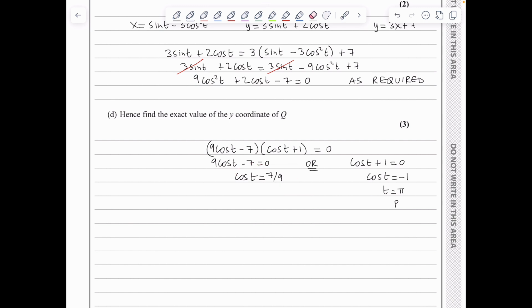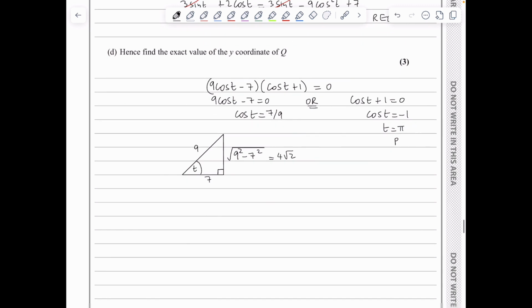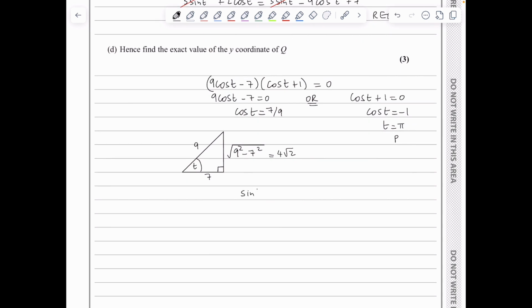And instead of proceeding in finding the value of t, I will simply draw a right angle triangle. We know that cos t is 7 over 9, so 7 is the adjacent, 9 is the hypotenuse. I'll be using Pythagoras to get the opposite, so we've got the square root of 9 squared minus 7 squared, which gives an answer of 4 root 2, which of course means that sine of t is equal to 4 root 2 over 9.